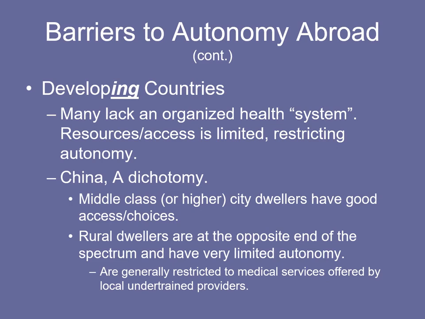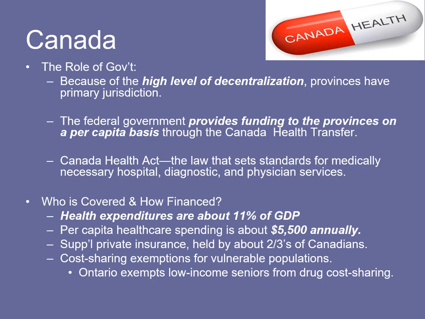However, in China, rural dwellers are actually quite vulnerable, and they're at the opposite end of the spectrum, many of whom have very limited autonomy. In the rural areas, they're generally restricted to medical services offered by local undertrained providers, and therefore that in and of itself limits their autonomy. These next 3 slides give a very brief overview of the healthcare systems in Canada, England, and China.